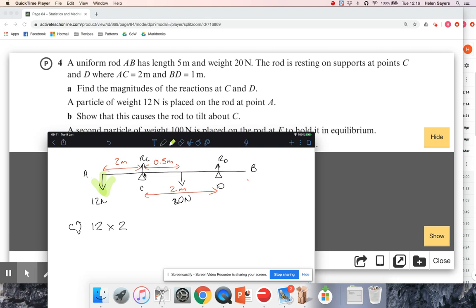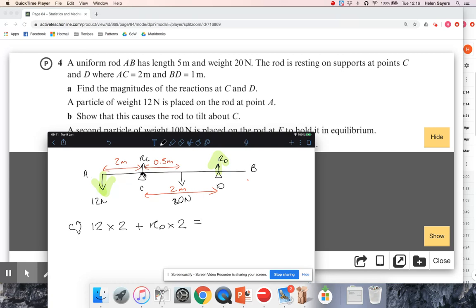I'm also going to have that reaction force at D trying to turn it anti-clockwise. So although it looks like they're working in opposite directions, if you think about how they're going to be turning the rod, they are both going to be turning it anti-clockwise if I'm saying there's a pivot at C. So that would also be an anti-clockwise moment. So that would be the reaction at D times another distance of 2 meters.